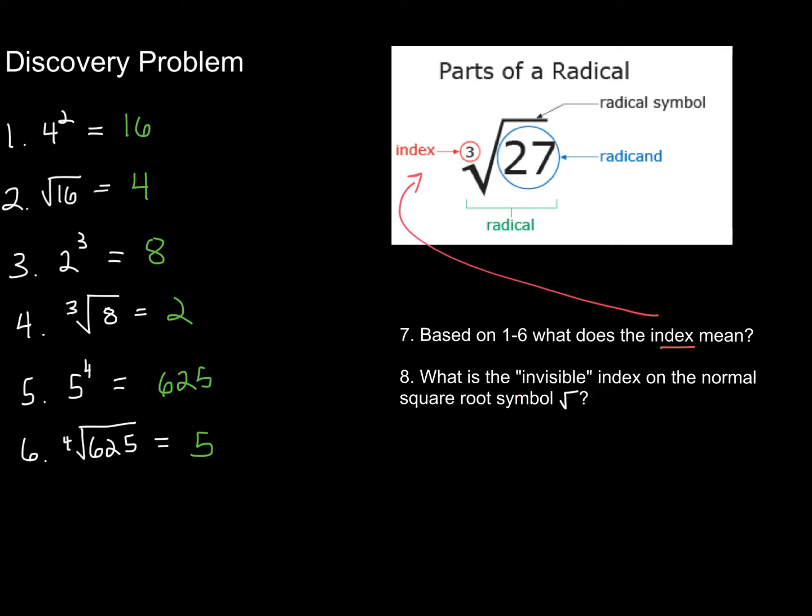And of course, the invisible index that we have on the normal square root symbol is 2. So even though we generally don't write it there, we really have a 2 here. So if you see a radical symbol with no index, that means that we're looking for the square root of whatever the radicand happens to be.